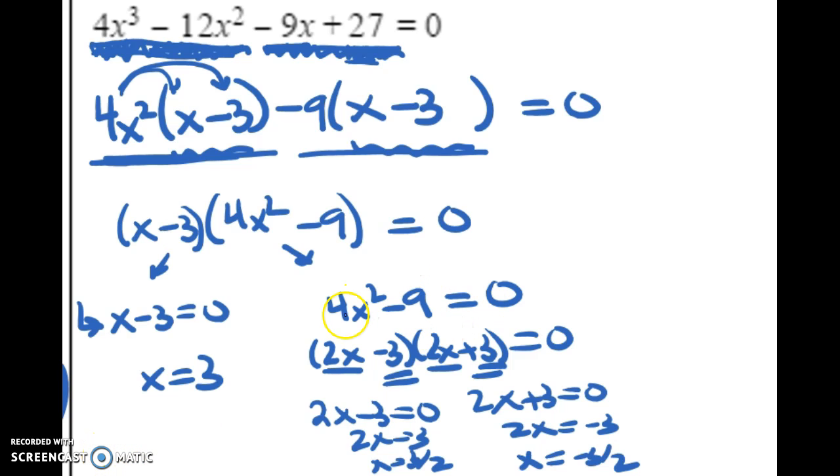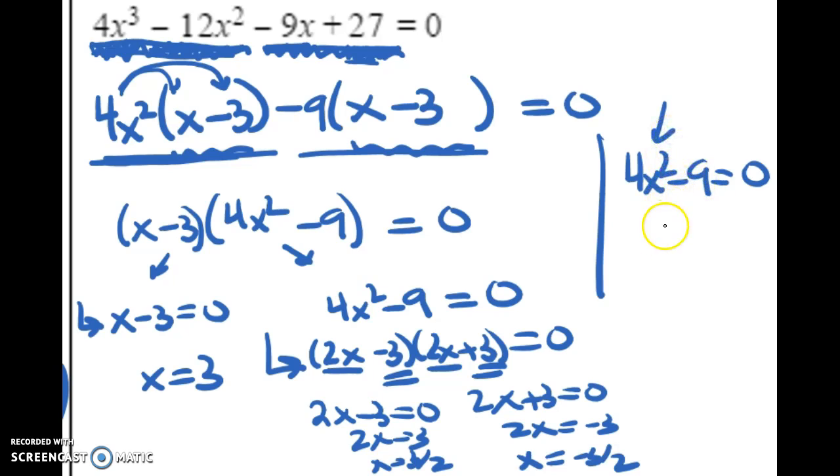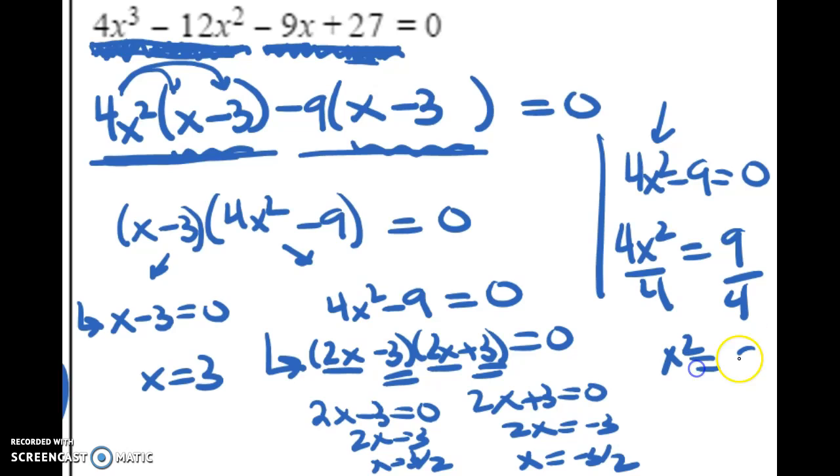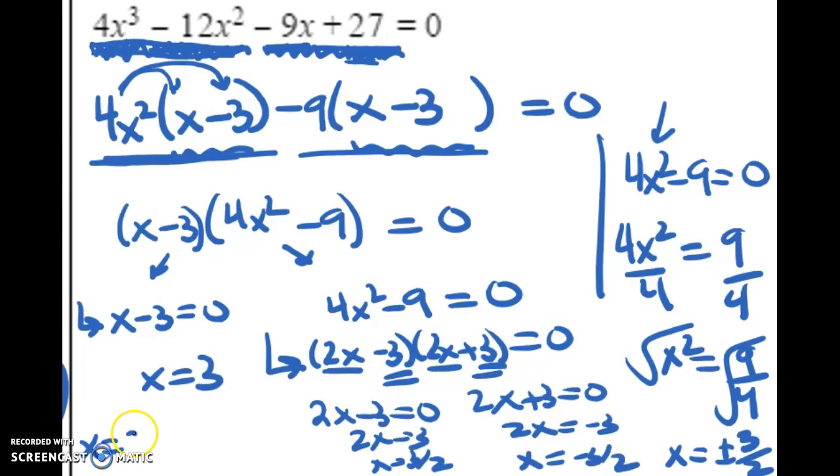Or if that does not make a ton of sense to you, or if that's not ringing any bells, option B is to say we have 4x squared minus 9 equals 0. There's just a single little x squared there, so I can get that by itself by adding 9 to both sides of the equation, dividing both sides by 4. And when I square root both sides, I got to put in that plus or minus. The square root of 9 is 3, the square root of 4 is 2. But any way you slice it, our final answer is going to be x equals 3, or plus or minus 3 halves.